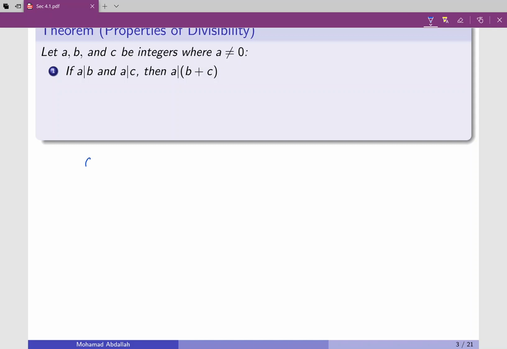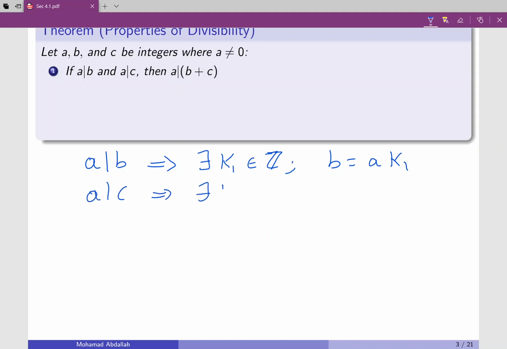What does it mean to say A divides B? A divides B implies there exists, I don't want to use C here because it's already used, so I'm going to come up with another letter, K1 in Z, an integer, such that B is equal to A multiplied by K1. And when I say A divides C, that means, similarly, there exists some integer K2 in Z such that C is equal to A multiplied by K2. This is what I have. So I'm just writing what I have using the definition of divisibility.